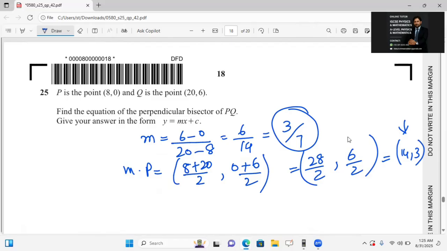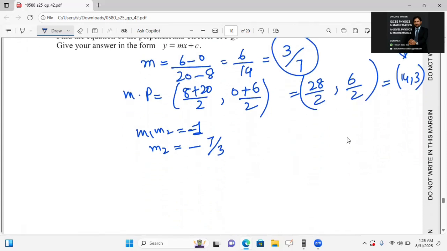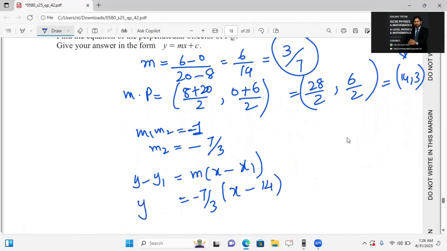We need the perpendicular, so we will use m1 times m2 equal to minus 1. So this minus 1 is taken as the inverse for m2 as the perpendicular bisector. Then it will be minus 7 over 3. So from here, I can use my formula: y minus y1 is equal to m into x minus x1. So my m is minus 7 by 3 into x minus 14, and on this side, y minus 3.